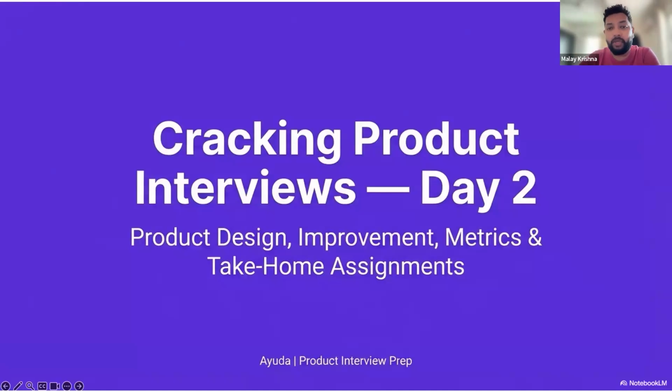Second, metrics questions. What success metrics would you set for X? What success metrics would you set for Y? What kind of products? Sounds easy, but it's not that easy at the end. And I mean, most people actually get it really wrong. That's why it's important for you to get that right.